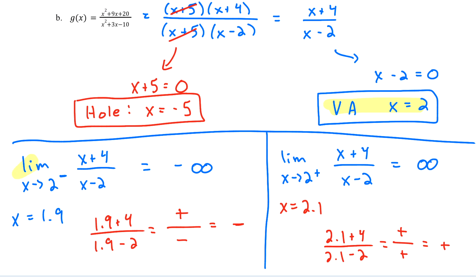So we have the left-sided limit at 2 is negative infinity, and the right-sided limit at 2 is positive infinity. We know we have a vertical asymptote at x equals 2, and we have a hole at x equals negative 5.